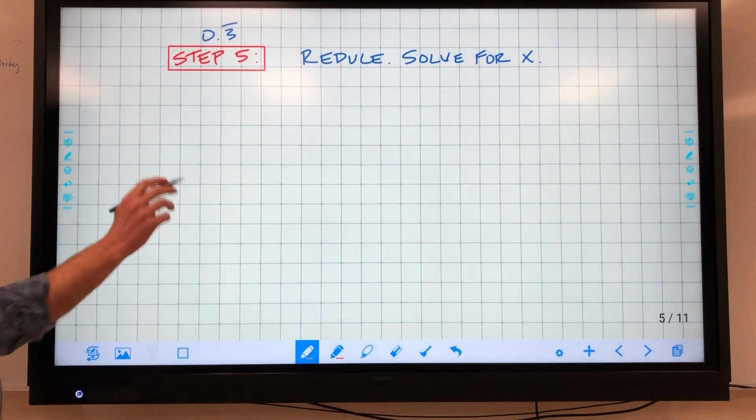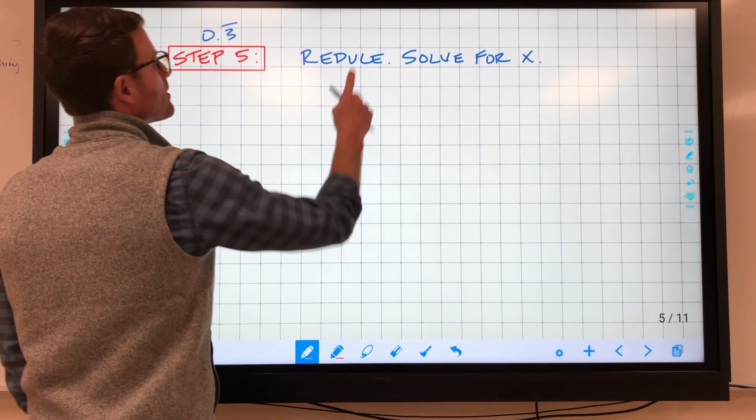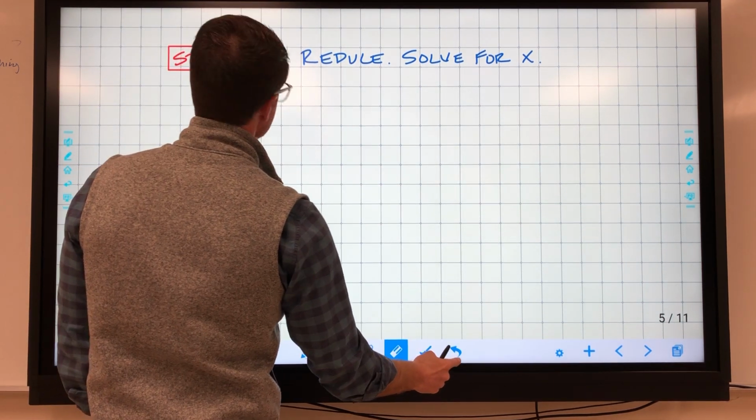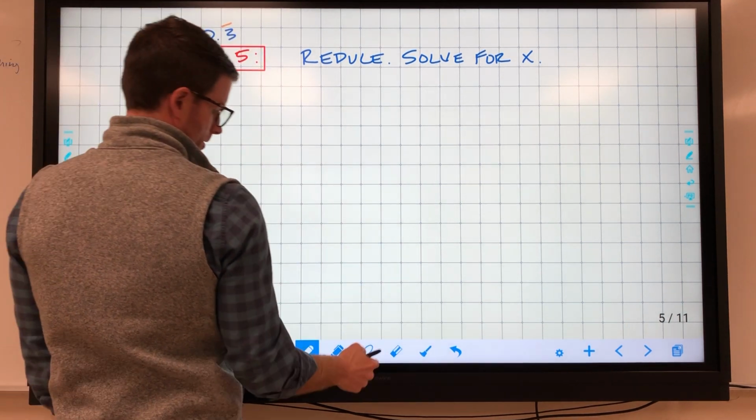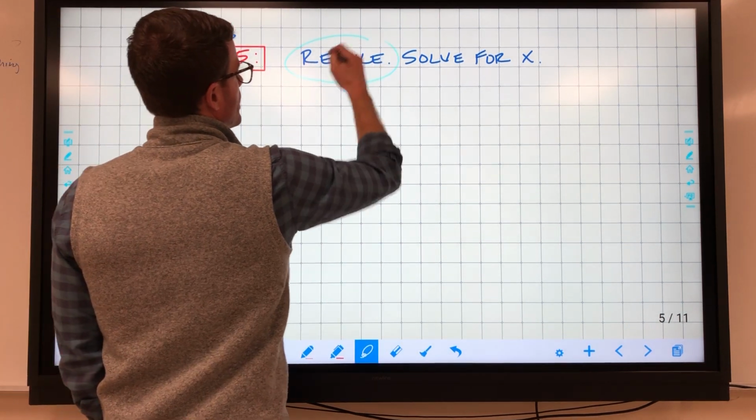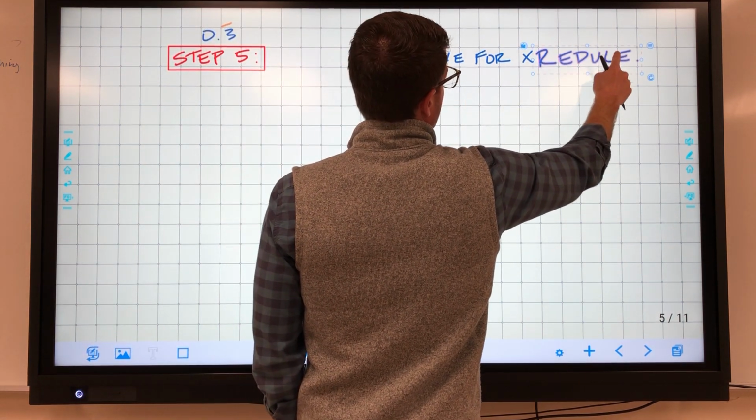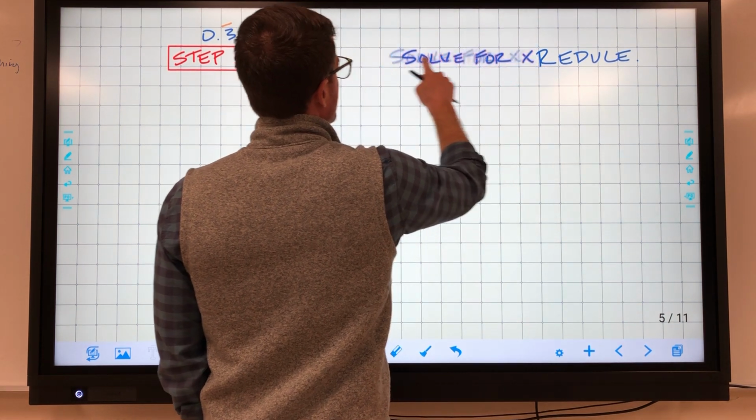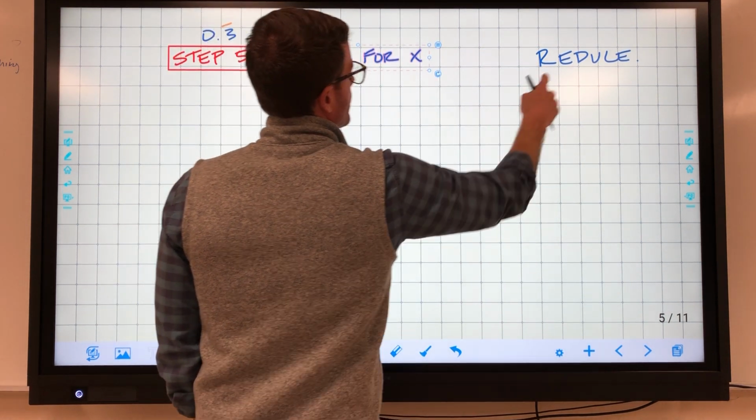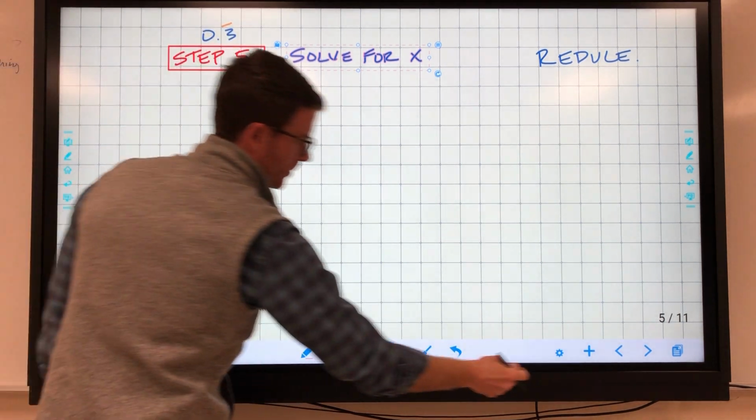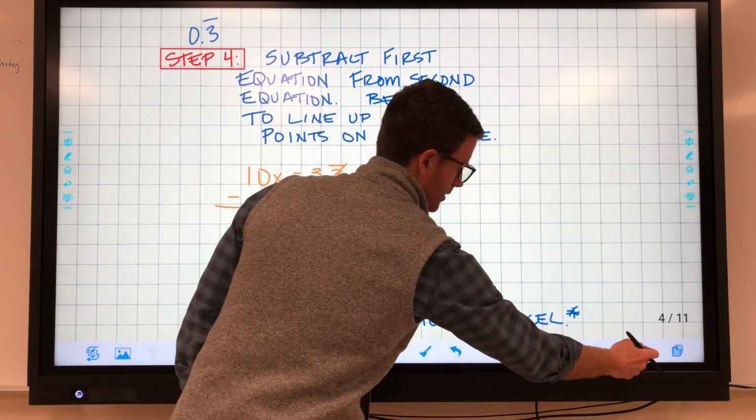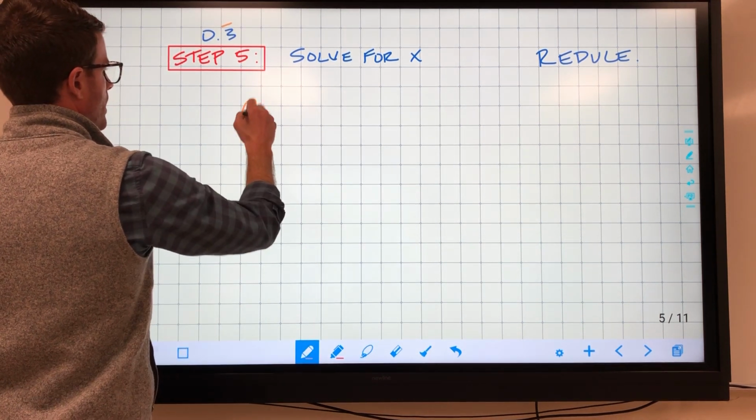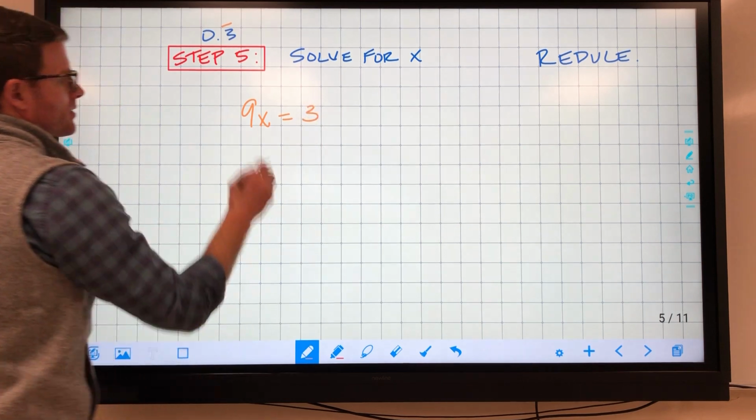Step 5, this probably should say, let's get fancy here. Not that fancy. This probably should say, solve for x and then reduce, okay? So, if we look back, I had 9x equals 3, okay? 9x equals 3, solve for x.